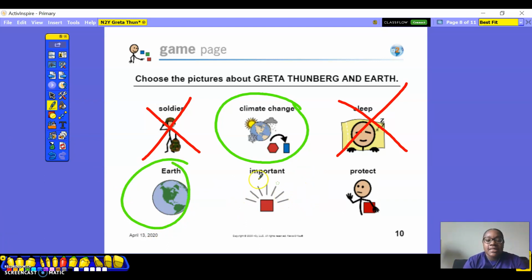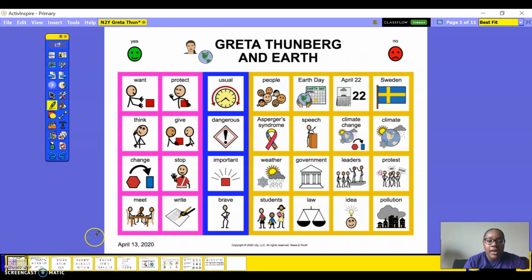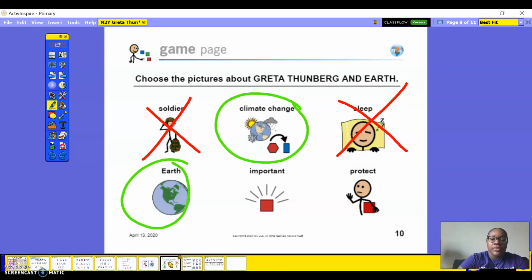All right, our next word is important. Important. Let's see. Do we see it on our communication board? Here it is right here. Important. So I'm going to go and circle that with my writing tool.